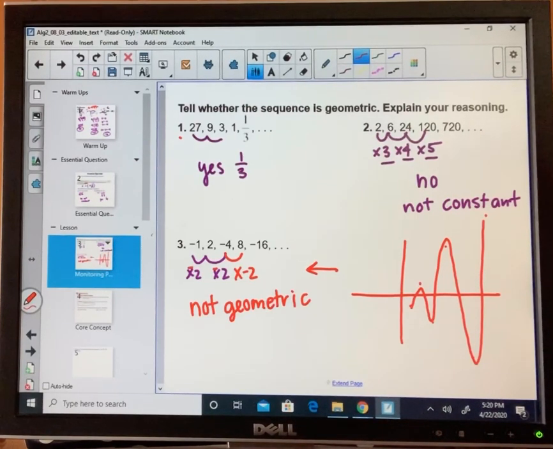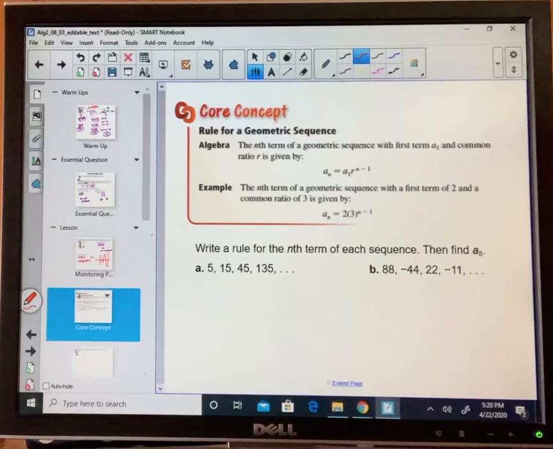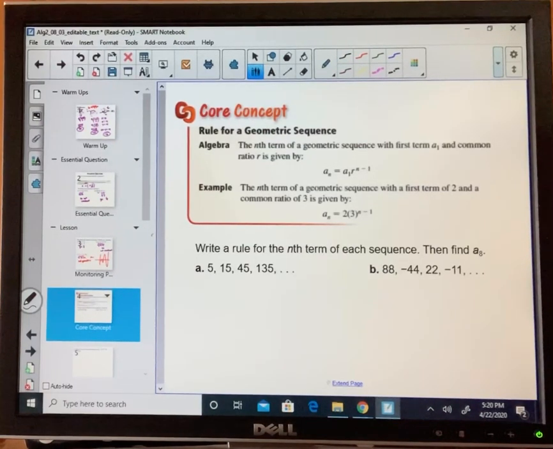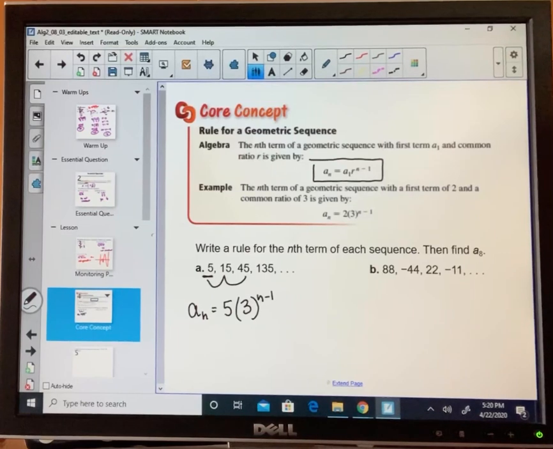All right, now we can write rules for geometric sequences as well. Gotta change this to my right size. Okay, so a rule for a geometric sequence is a1 times r to the n minus 1. It's actually pretty simple. You don't have to simplify anything because it's already in its simplest form. So this one here, the first term is 5. And I say, okay, well, what's the ratio? What am I multiplying by each time? Well, I'm multiplying by 3 to the n minus 1. So that would be my equation.